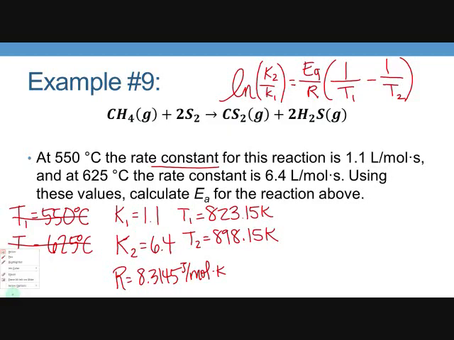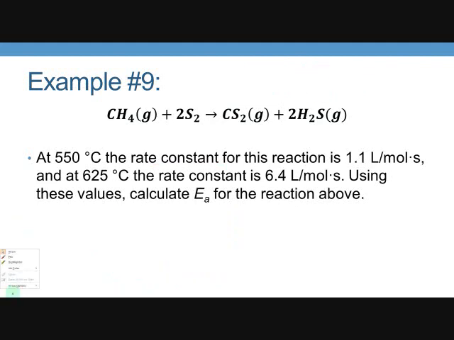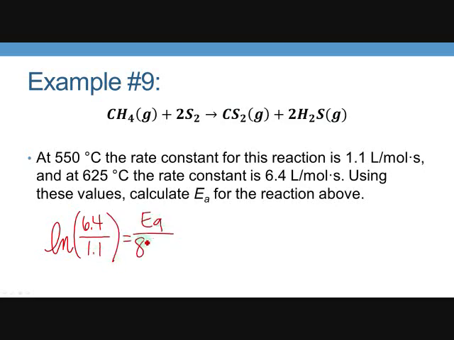I'm going to clear everything on my slide so that I have space to work with. So we have the natural log of 6.4 over 1.1 equals the activation energy over 8.3145 times, now be careful here, the bottom of the first matches T1, so we need 1 over 823.15 minus 1 over 898.15. Be careful with your temperatures.